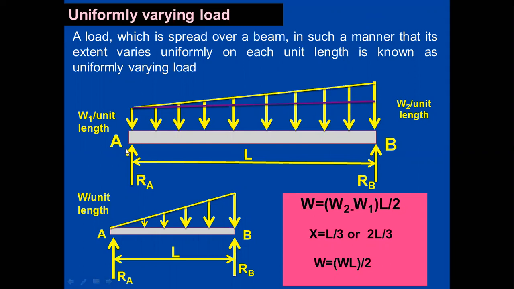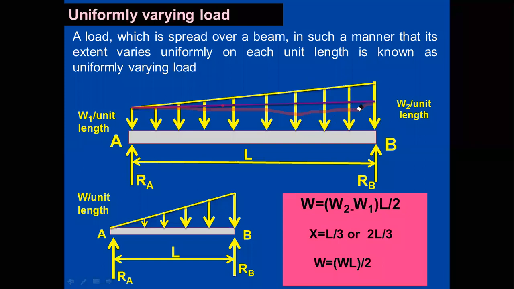A uniformly varying load is spread over the beam in such a manner that its extent varies uniformly on each unit. In a uniformly distributed load, the load has been spread over the entire beam uniformly, the same throughout the length of the beam. Here you see some purple color line; if that length is present, it indicates a UDL, a uniformly distributed load.